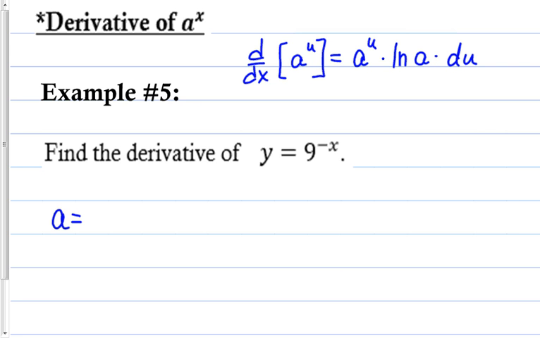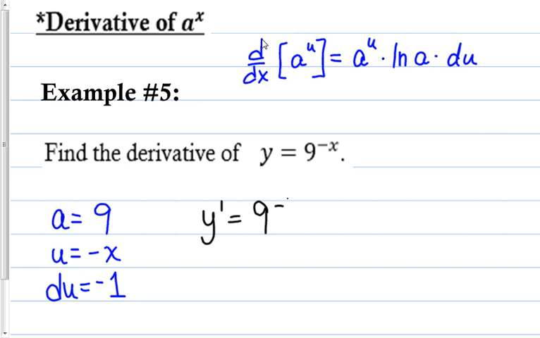A is the 9, the constant. U is the negative x. And then du would be the derivative of that, which is just a negative 1. Okay, those are my pieces. So, y prime equals the function itself, 9 to the negative x power, times the natural log of 9, times the derivative of u, which is negative 1.